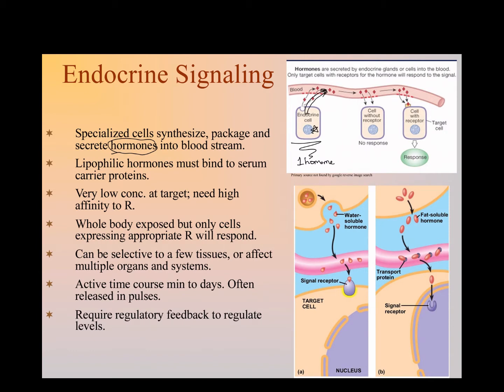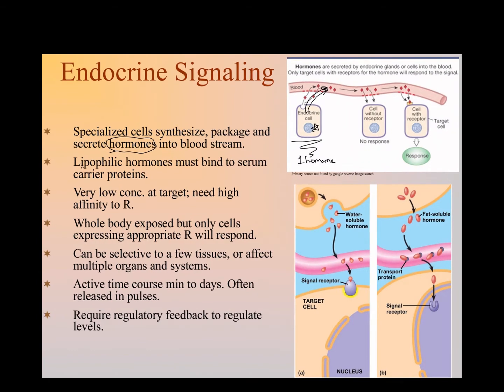Because the blood is aqueous, if your hormone itself is lipophilic, then you're going to need a way for it to flow through this aqueous environment. So you're going to have serum protein carriers, or serum carrier proteins, and those are going to hold on to that lipophilic hormone. Down here in the bottom right, you can see that the fat-soluble hormone is going to bind to a transport protein that's going to get it where it needs to go.